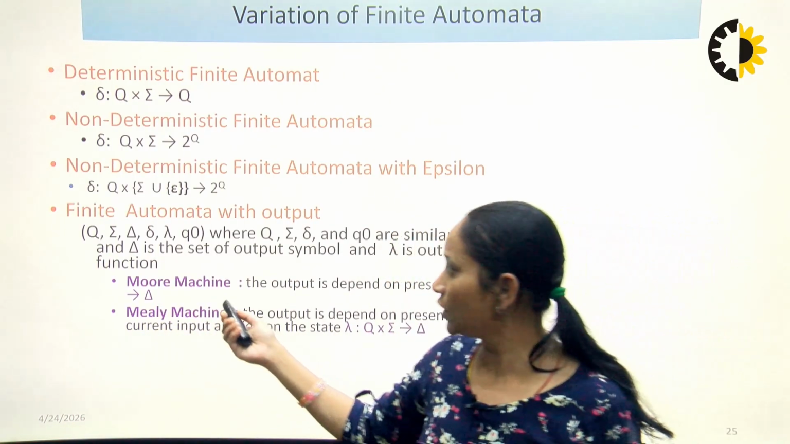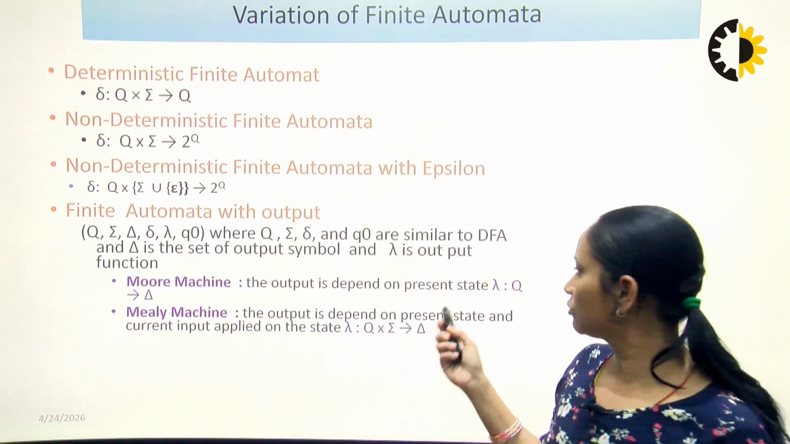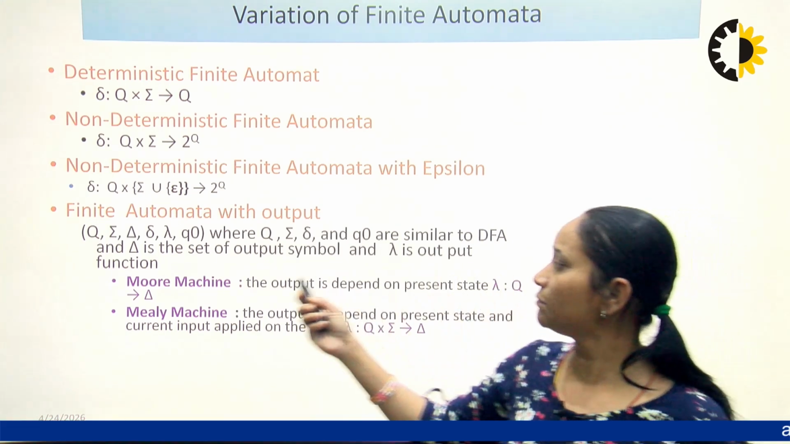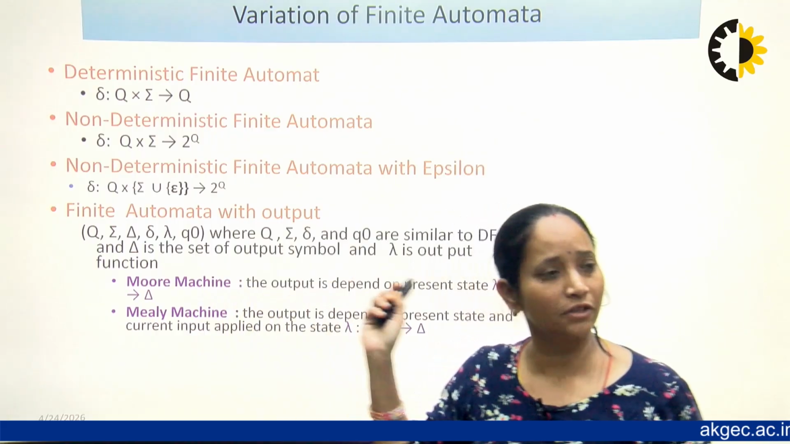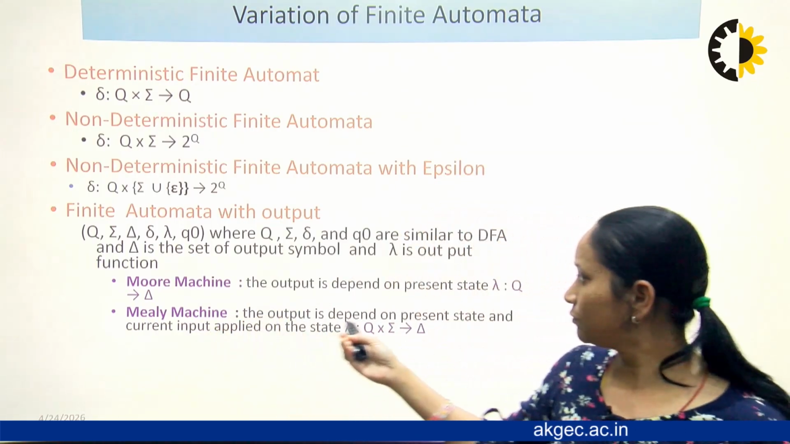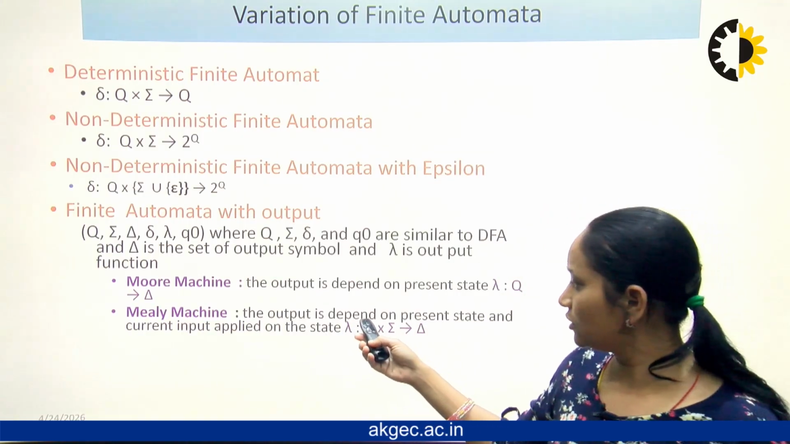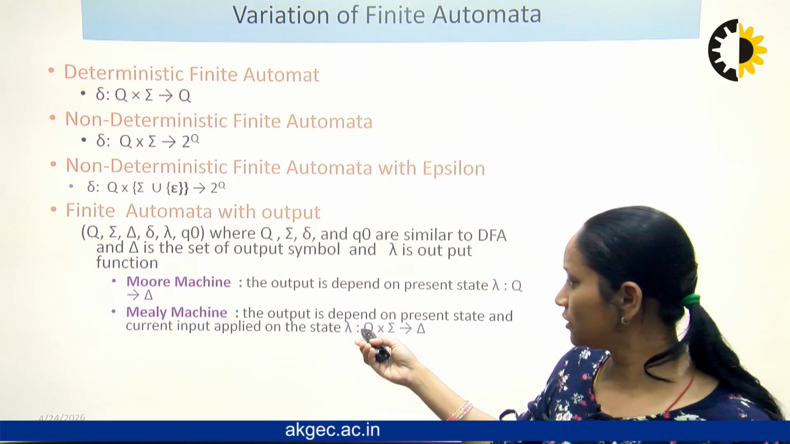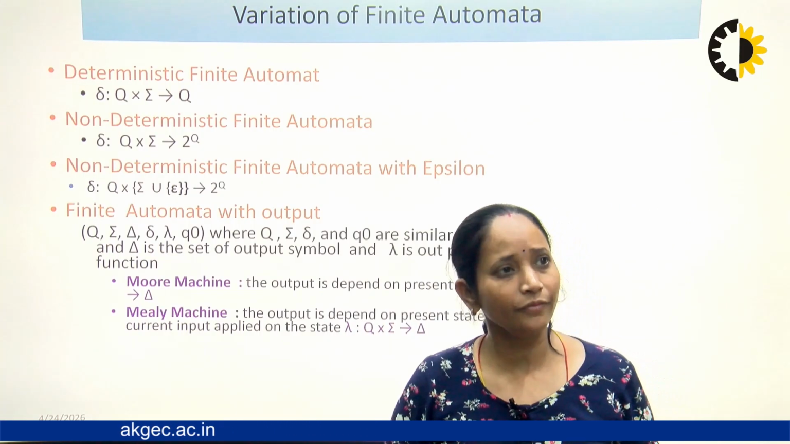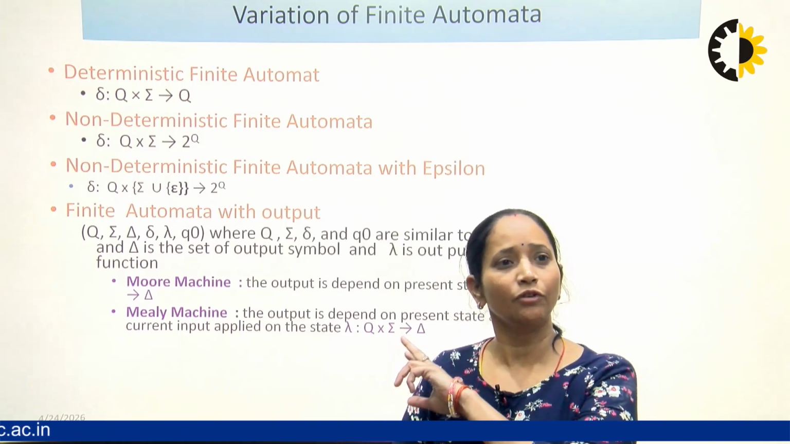So what is the Moore machine? When the output function depends upon the present state only. Here λ is the output function mapping. So when the output function depends upon the present state only, it is called a Moore machine. And what is the Mealy machine? When the output function depends upon the present state and the present input symbol. So the output function is defined as Q × Σ → Δ. These are the two types of machine when we talk about finite automata with output.